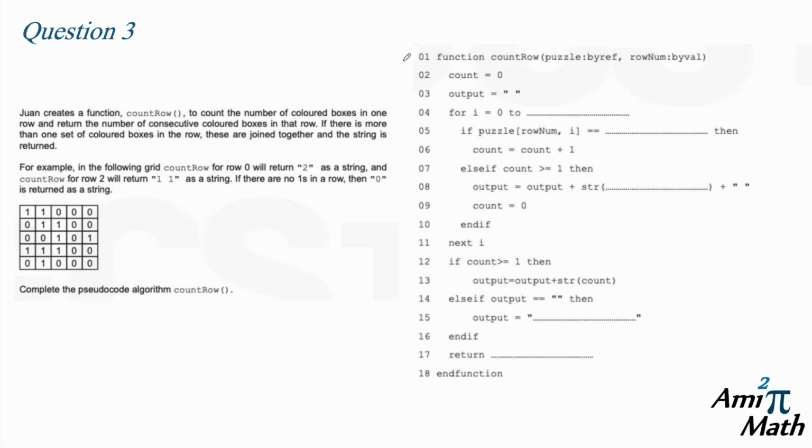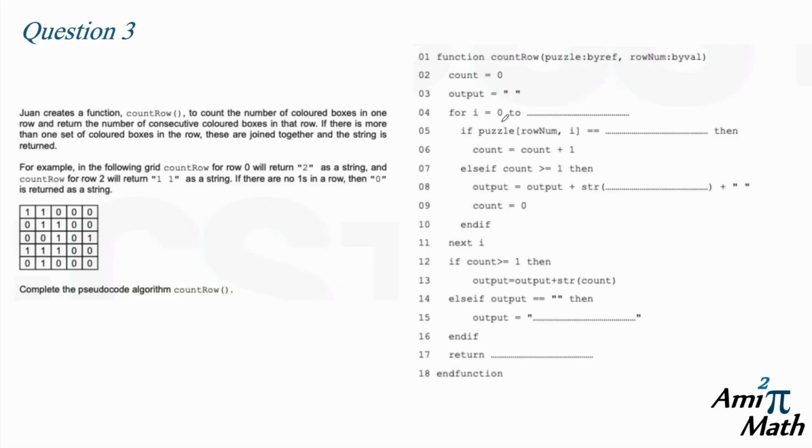Okay, so this question has given us this code here, and what we need to do is fill in these blanks. Our code starts with the function count row taking the parameters puzzle by ref, puzzle being this grid here, and row num by val. It sets the count as equal to 0 and the input being set as a variable, and then it says for I equals 0 to blank. If puzzle row num I equals blank, then count equals count plus 1.